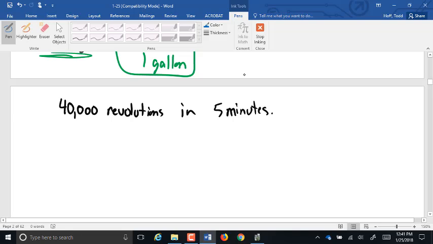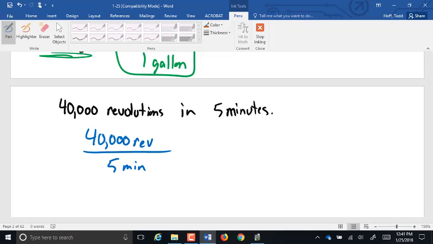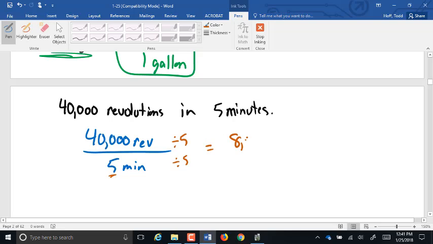So this, as a rate, is 40,000 revolutions over 5 minutes. What do we do to reduce that? We can divide by 5. Turn it into a unit rate. Divide by whatever that number is in the bottom number. So 40,000 divided by 5 is 8,000 revolutions. 5 divided by 5 is 1 minute. So that is 8,000 revolutions per minute, of course, is RPM.